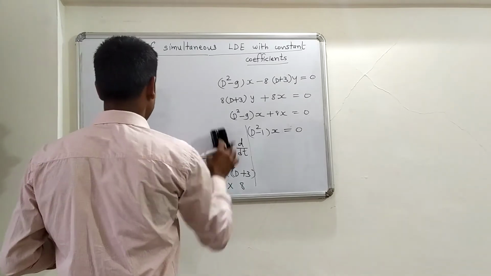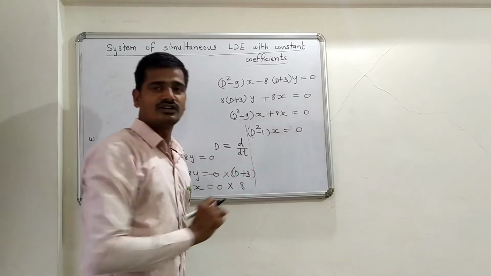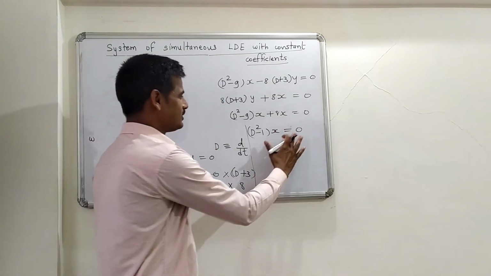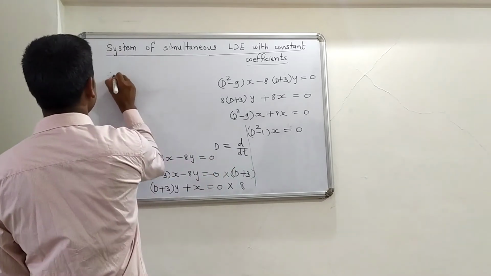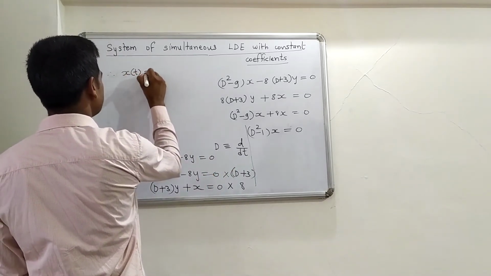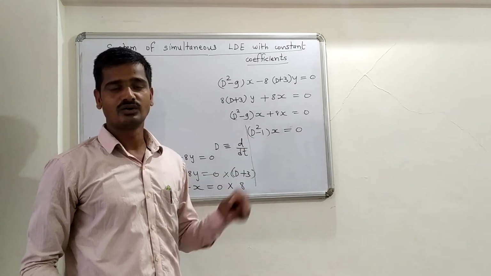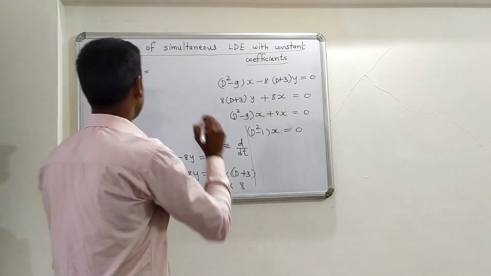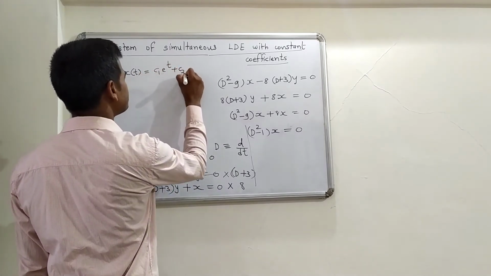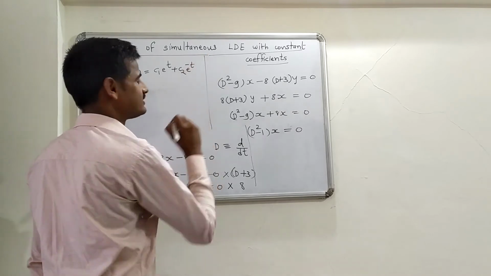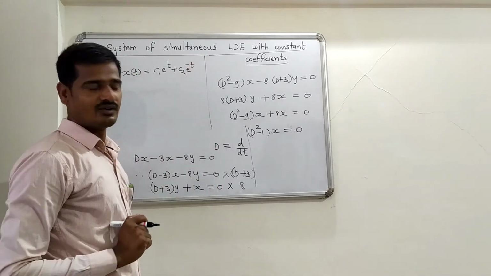So let us obtain the solutions. There is no function on the right hand side, which means it has only the complementary function. The particular integral is 0. Therefore x of t is equal to, now what is the auxiliary equation? m² − 1. So the roots are ±1. So x(t) = c1 e^t + c2 e^(−t). And use this value of x to get the value of y.